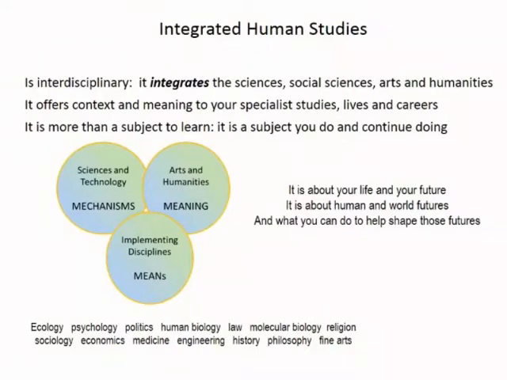Now, if you like to think about it, many of you doing science, science is all about mechanisms, how things work. Many of you may be doing arts and humanities. They primarily are thinking about the meaning of things, not just the mechanisms, but what it all means. And then, of course, we have the implementing disciplines, medicine, engineering, architecture. These are the implementing disciplines that pull together these more basic things, the means whereby we affect change.